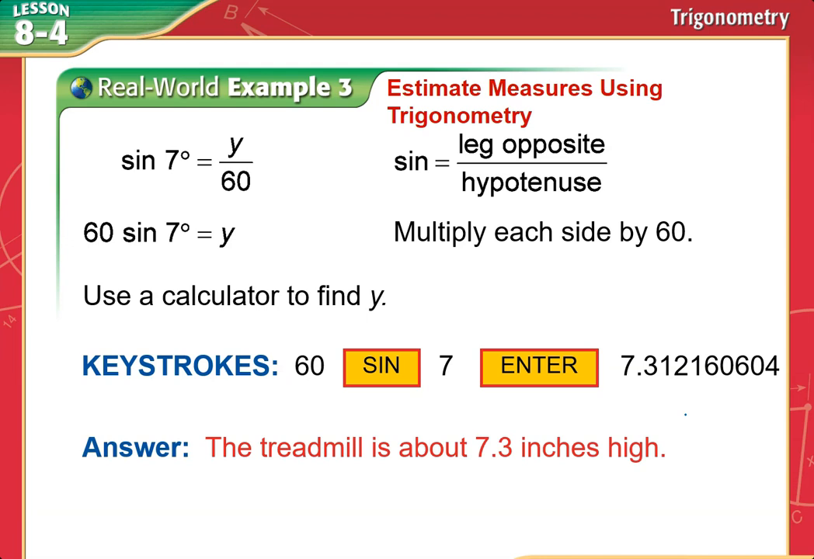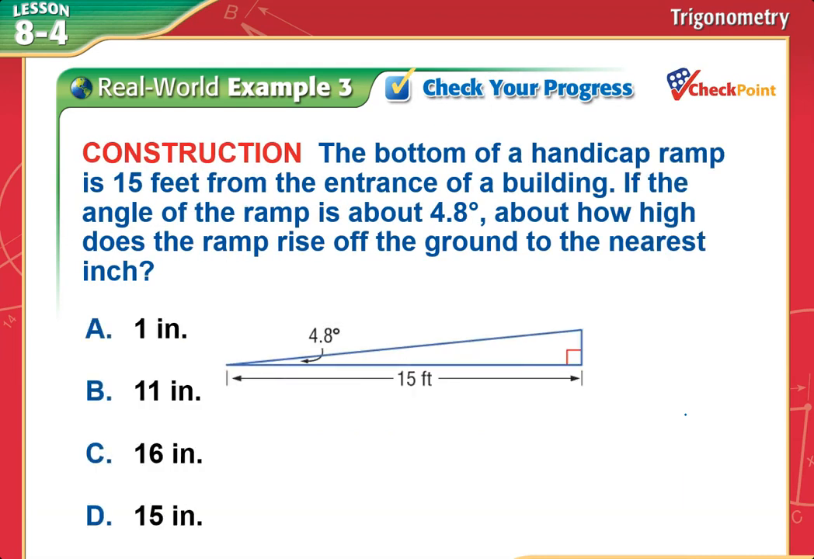All right, here is an example for you to try. The bottom of a handicap ramp is 15 feet, right? And the angle is 4.8. How high does the ramp rise? Now, what do you know this time is that we are looking for this side, and we don't have the hypotenuse, we actually have the adjacent side. So if you don't have the hypotenuse, you cannot use sine or cosine.